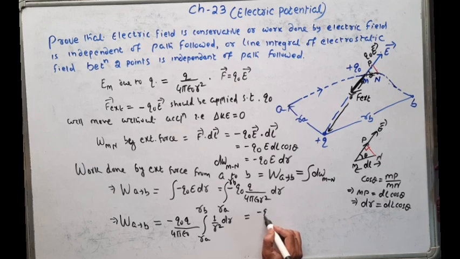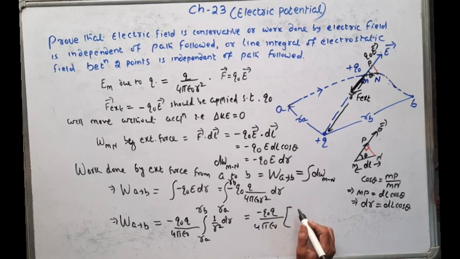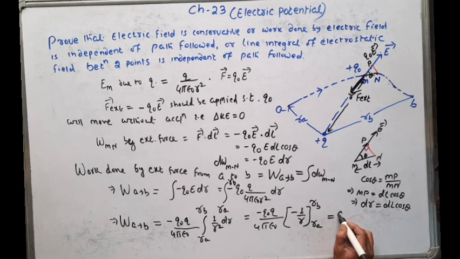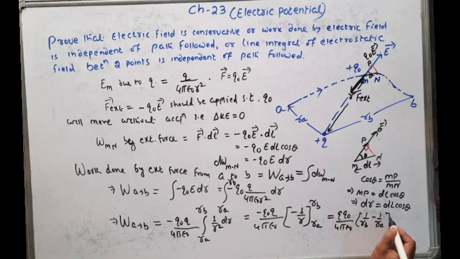That is equal to minus Q naught Q by 4 pi epsilon naught times the integration of 1 by r square. What is the integration of 1 by r square? It is nothing but minus 1 by r. You know the integration. So lower limit is rA, upper limit is rB. Just put the limits, so minus minus plus, that is Q naught Q by 4 pi epsilon naught times 1 by the final limit minus 1 by the initial limit.